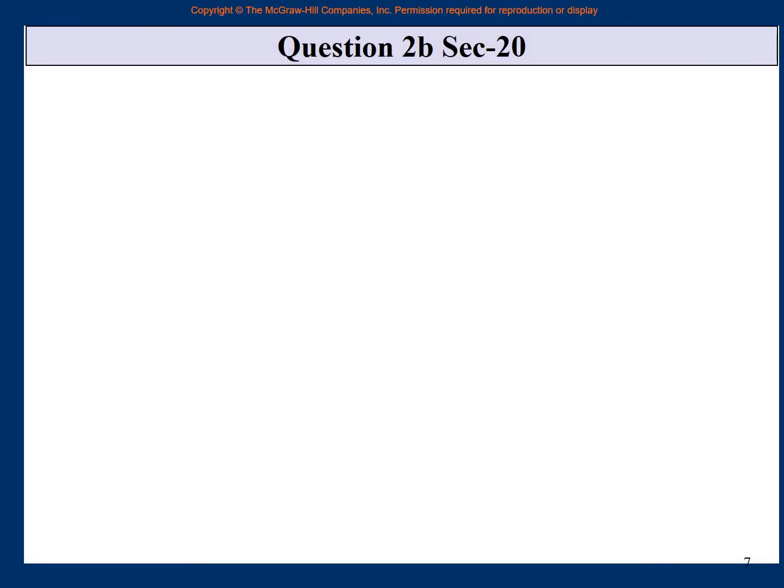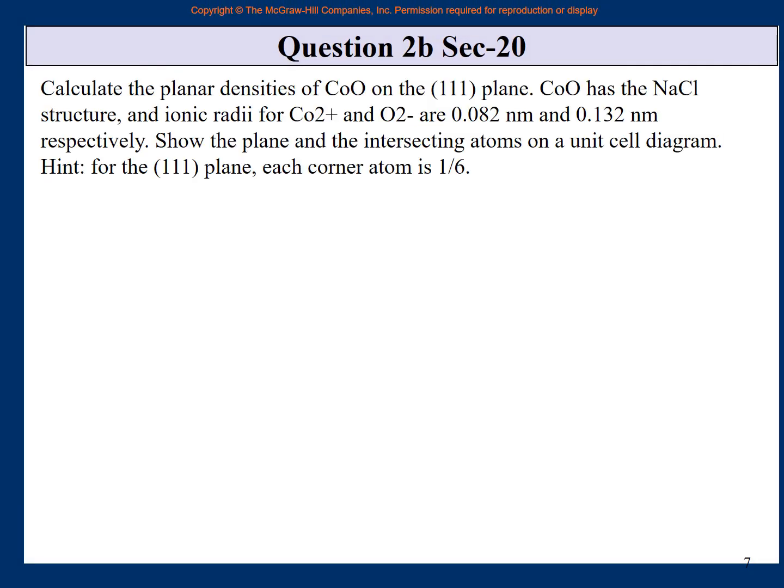2B of section 20. Calculate the planar densities of cobalt oxide on the 111 plane. Cobalt oxide has the sodium chloride structure. The ionic radii for the two are 0.082 and 0.132 nanometer. Show the plane and the intersecting atoms on a unit cell diagram.